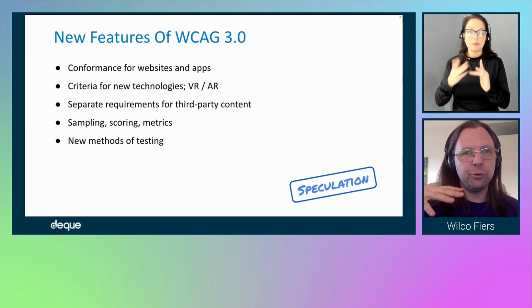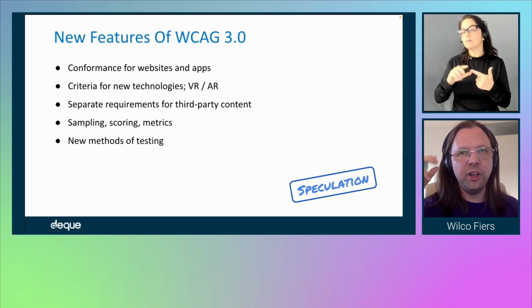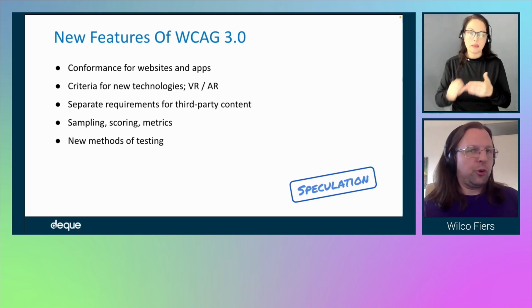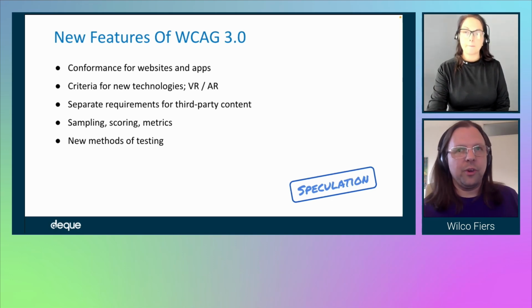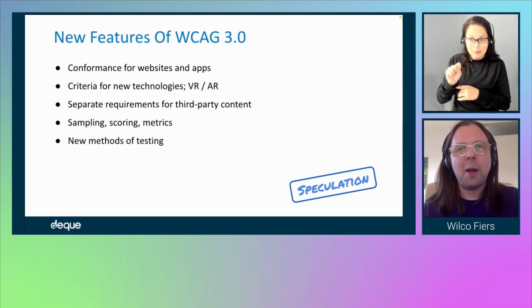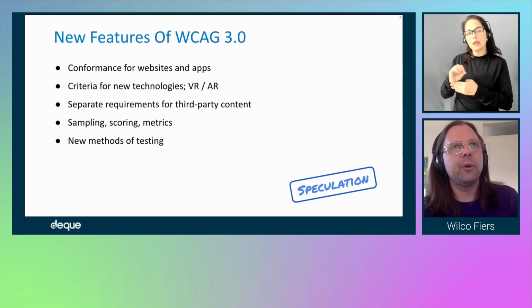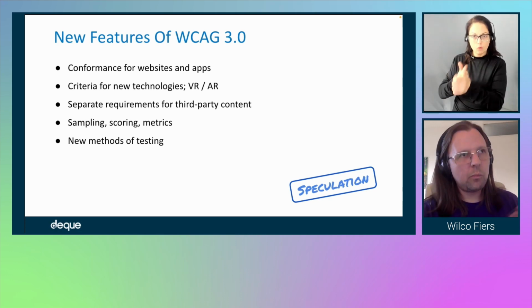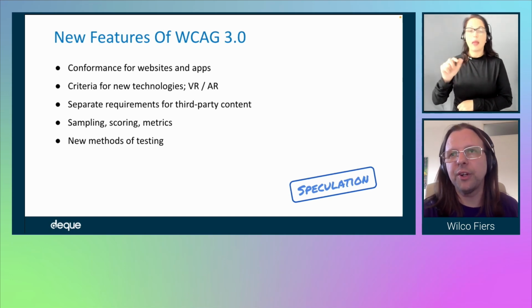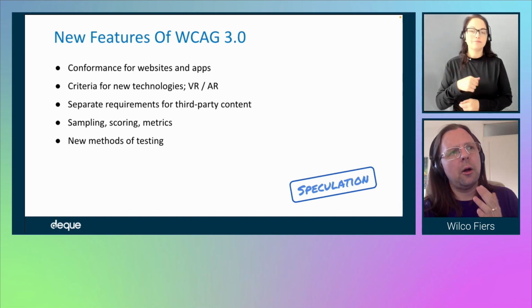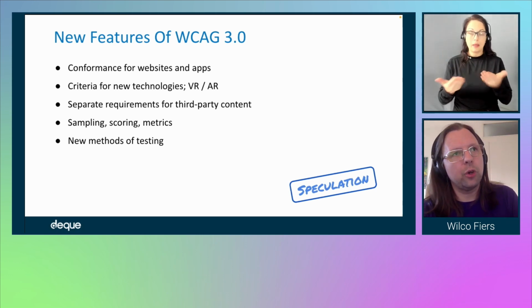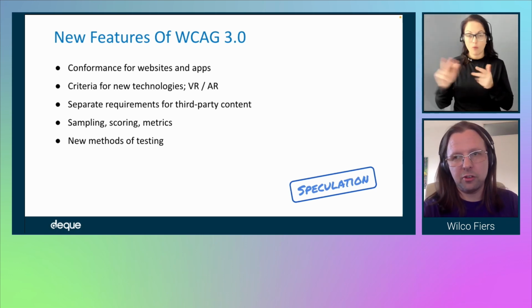WCAG 2 conformance model only works for individual pages. But we're all building websites and apps. We're not writing individual pages. So how do I say anything about the conformance of my app? We want to address that in WCAG 3. We want to look at new technologies like virtual reality, augmented reality. We may be having separate requirements for third-party content.